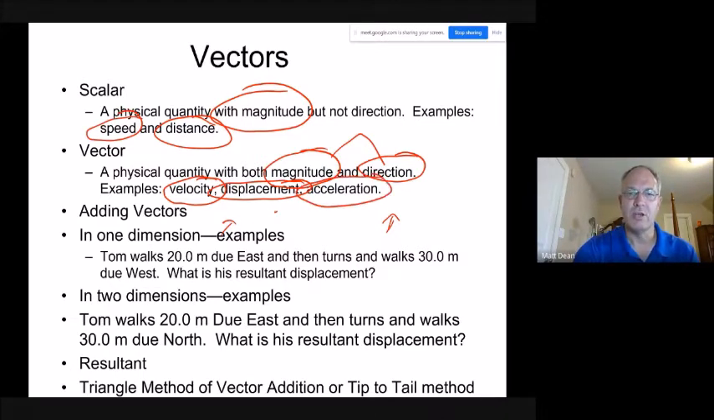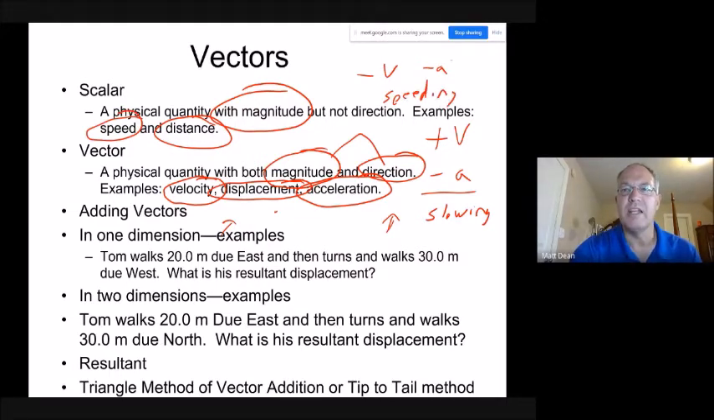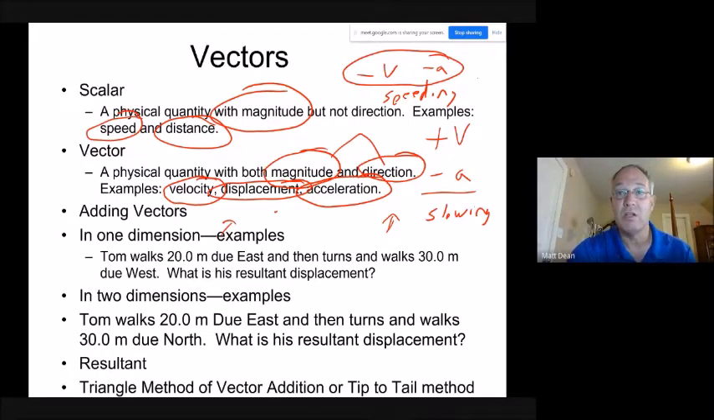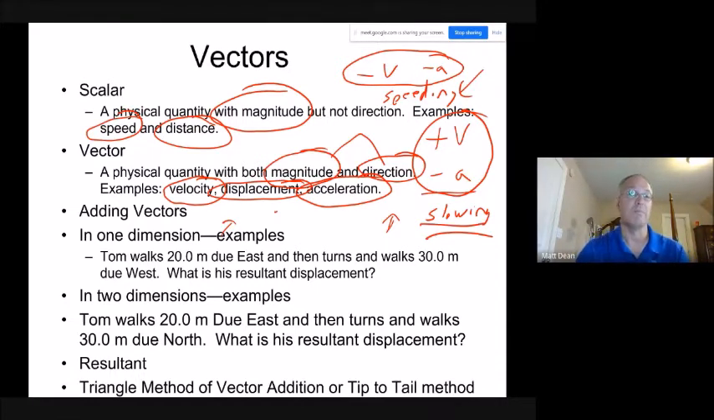Acceleration is also a vector. Remember that if you have a positive velocity and a negative acceleration, that means that you're slowing down. On the other hand, if you have a negative velocity and a negative acceleration, that means you're speeding up. Whenever the velocity and acceleration have the same sign, which means they're acting in the same direction, speed increases. Whenever the velocity and acceleration have opposite signs, that means they're acting in opposite directions, the object is slowing down.